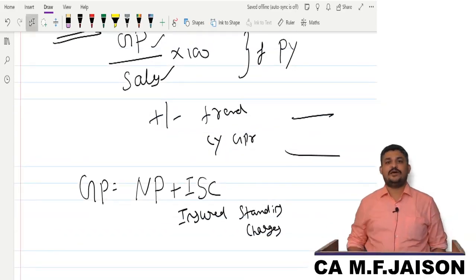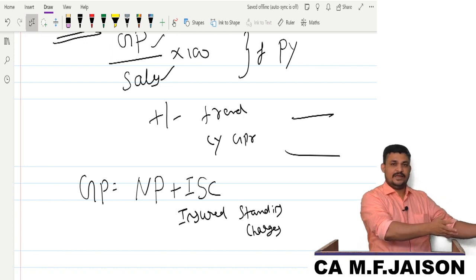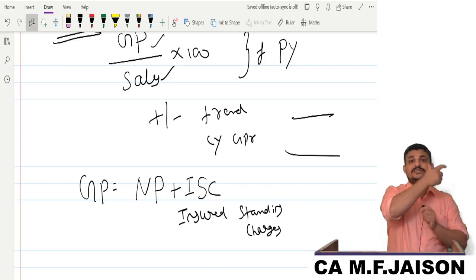To find out the gross profit ratio, go to the previous year. Take the previous year's financial statement. In that you take net profit. Then add insured standing charges.